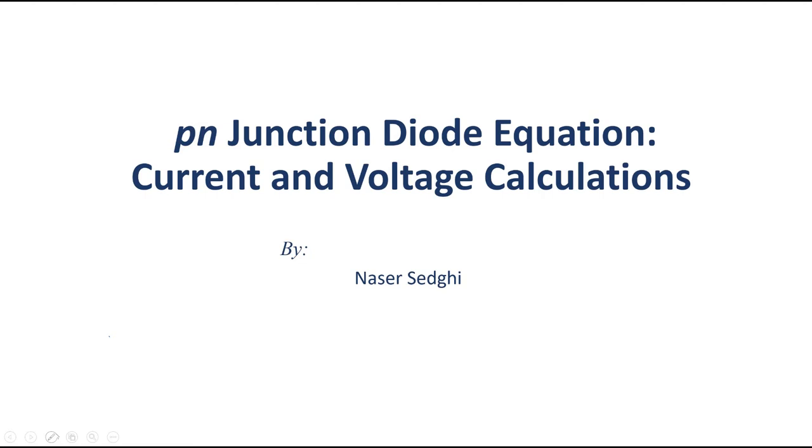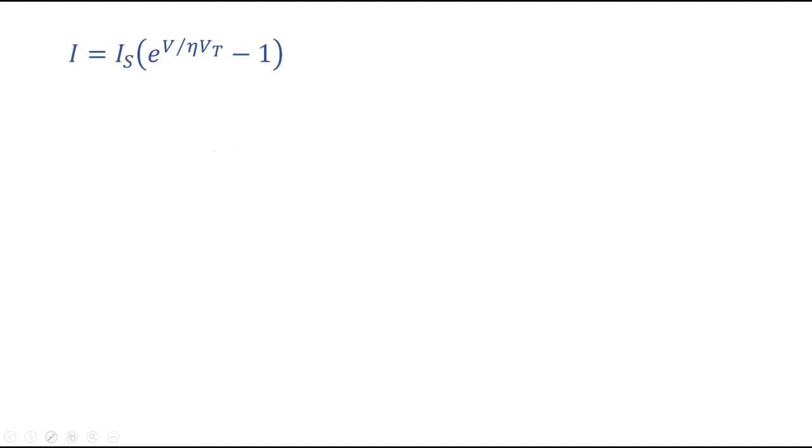Hi everyone. In this video, I will show how to calculate the diode current at a given voltage or its voltage at a given current using the PN junction diode equation. Before starting the calculations, let me briefly explain the parameters in the equation.